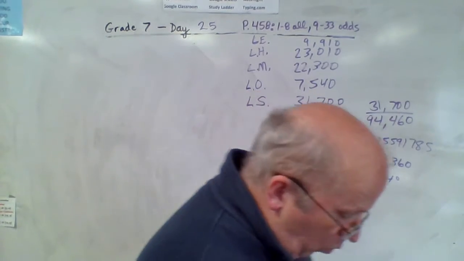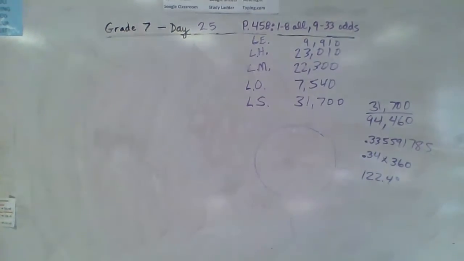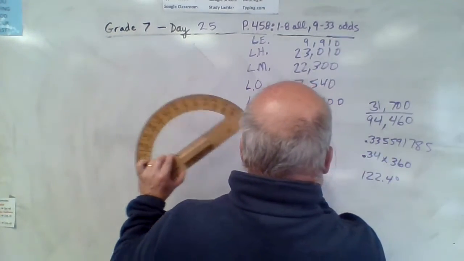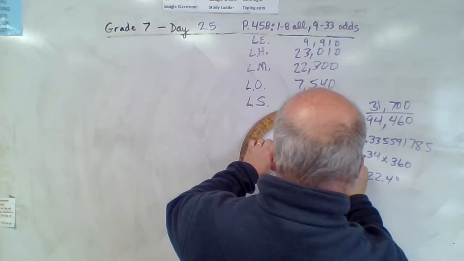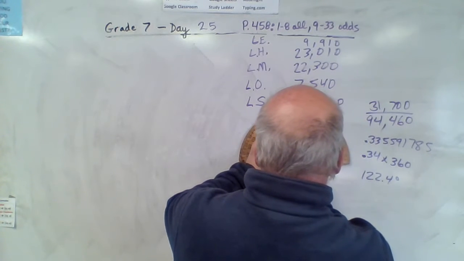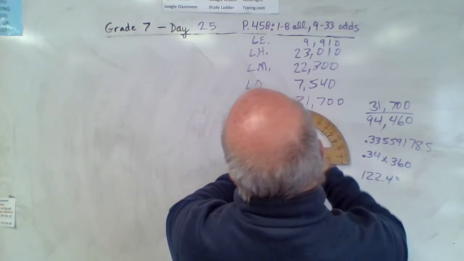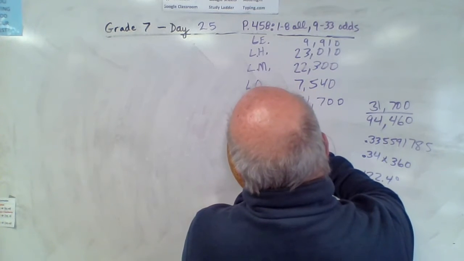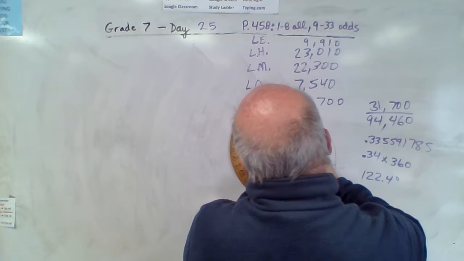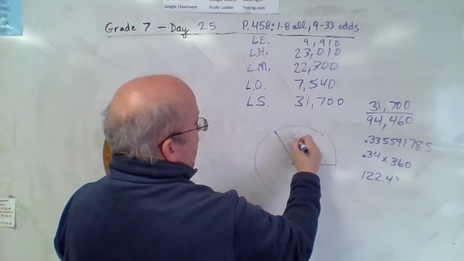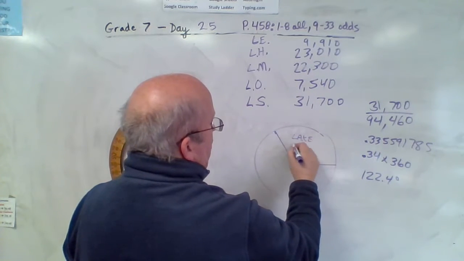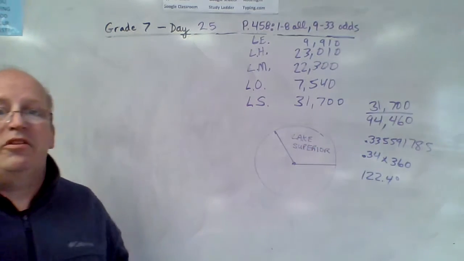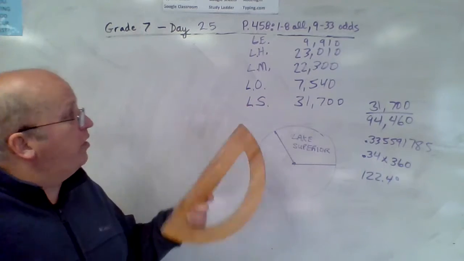I then would grab a protractor, and Lake Superior, if this is the center of the circle, would be represented on this graph by a piece of the pie, so to speak, or by a vector, or whatever you want to call it, that would equal 122 degrees. And we could do the same thing with all the other ones.